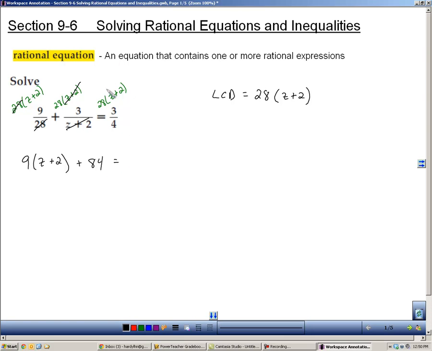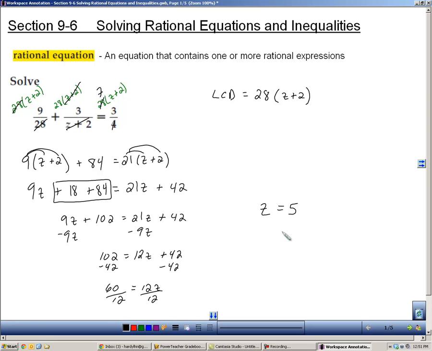And here 4 goes into 28 7 times. 7 times 3 is 21, and then the z plus 2. So what we've done is we've eliminated all of the fractions, which is nice because now we can just deal with this like any other equation by isolating an unknown. So we move the 9z over, we subtract the 42 and then divide by 12, and we get a final answer of z equals 5.